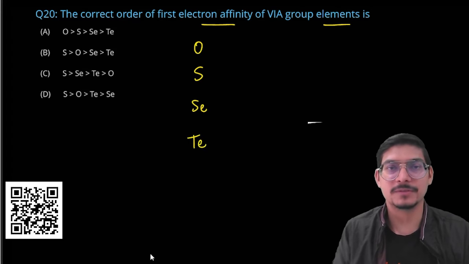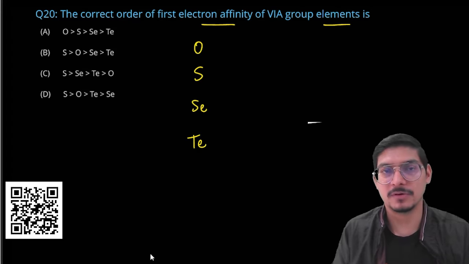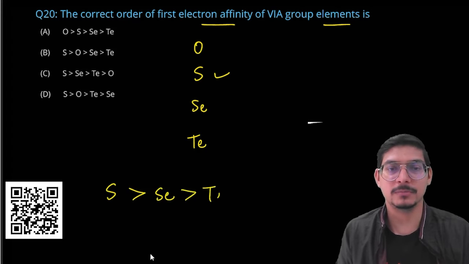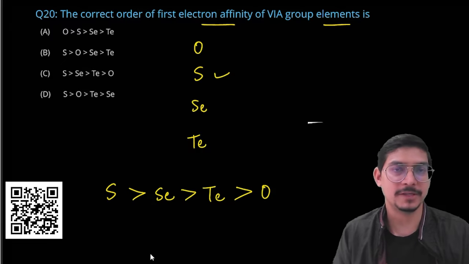We know that because of small size of oxygen, the addition of electron is not highly favorable, although the electron gain enthalpy of oxygen is negative. But because of the small size of oxygen, electron-electron repulsions act, and as a result, the electron gain enthalpy of oxygen is less negative than that of sulfur, which means that sulfur has the highest magnitude of electron gain enthalpy here. Selenium less than sulfur, tellurium less than selenium. In fact, oxygen has the lowest magnitude of electron gain enthalpy.